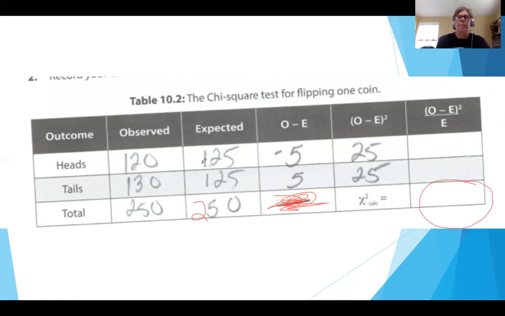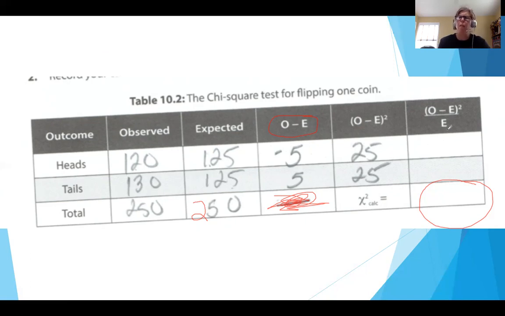All right. So you take your observed, and that's what this is telling you. Your observed minus your expected. My observed is 120, my expected is 125. So 120 minus 125 is -5. Now, then you're going to square it. So -5 times -5. Remember, when you square a negative, it goes positive, and that's 25. 130 minus 125 is a +5, and 5 times 5 is 25.